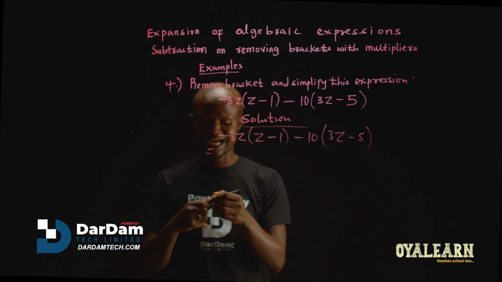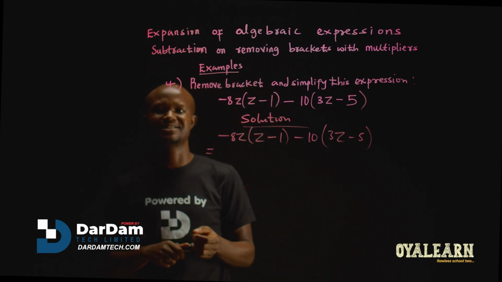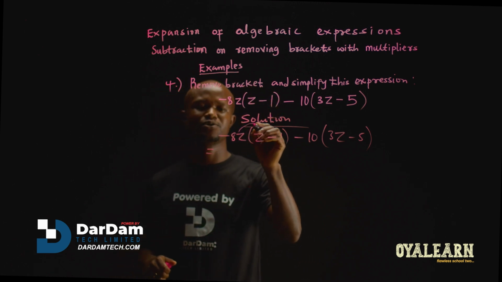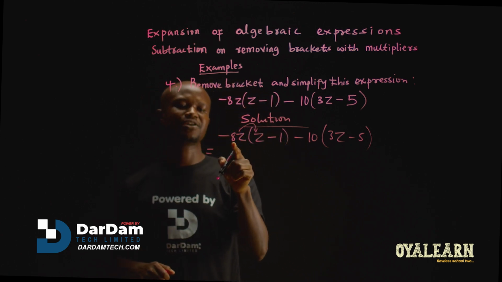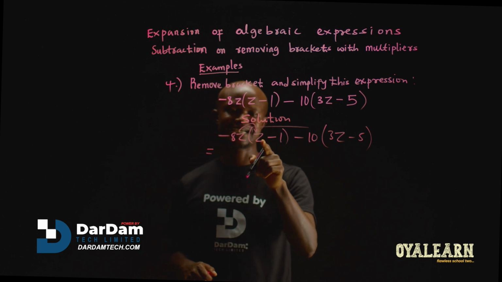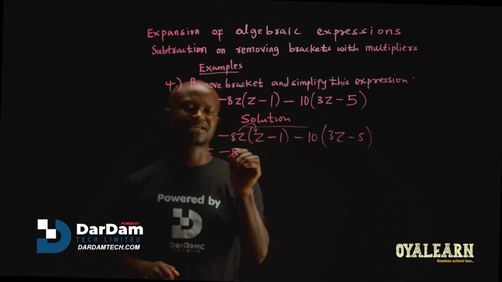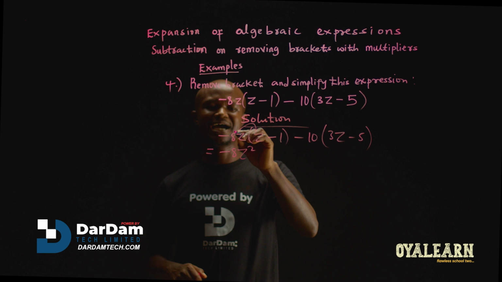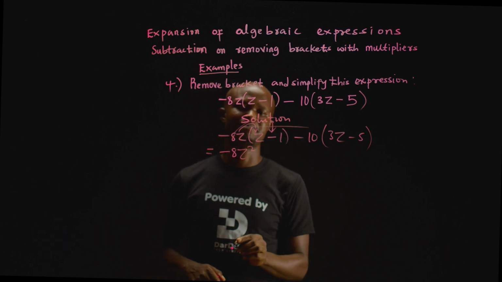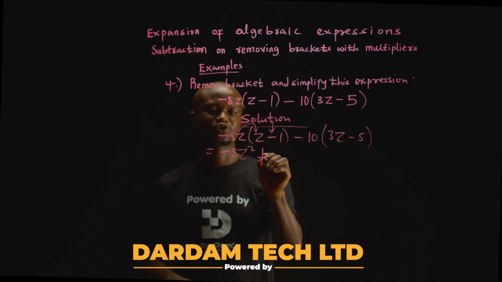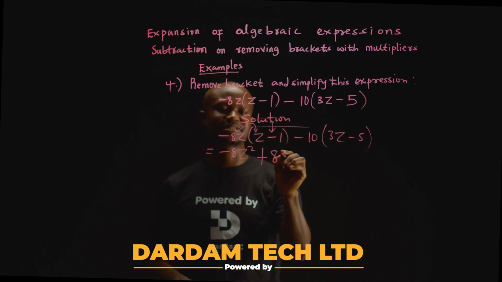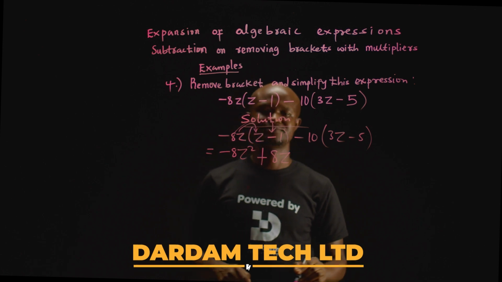The first multiplier here is minus 8z and it's negative. So we'll use it to multiply the first term. Minus 8z times z, that will be what? Minus 8z squared. Minus 8z times minus 1. Minus times minus is what? That's plus. So we have this to be plus 8z.